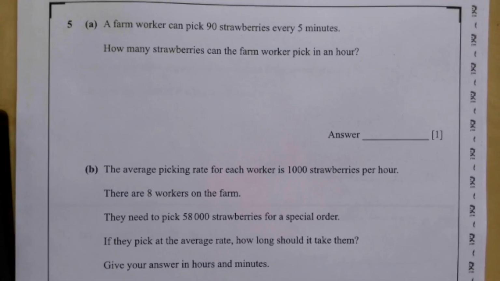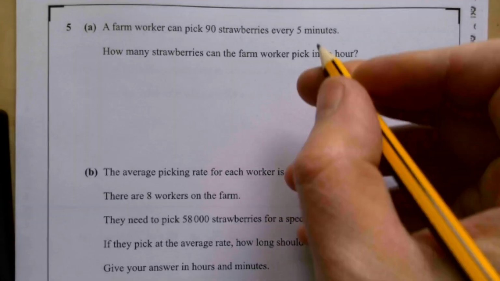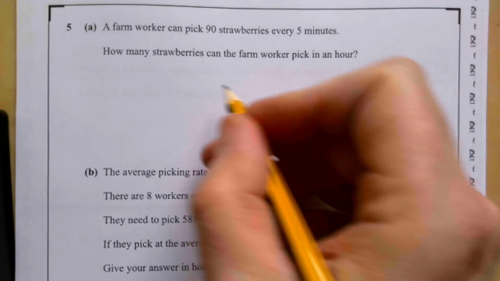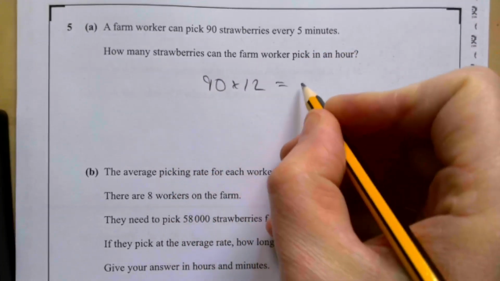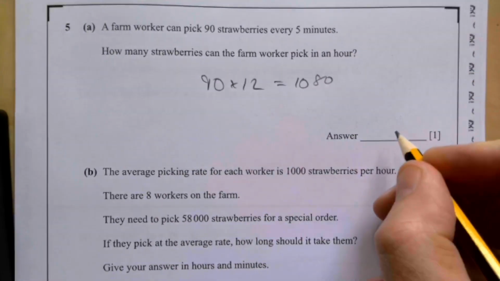Question 5. A farm worker can pick 90 strawberries every 5 minutes. How many strawberries can he pick in an hour? So 5 minutes, how many of those are there? There's going to be 12, so it's 90 times 12, and that gives me 1080.